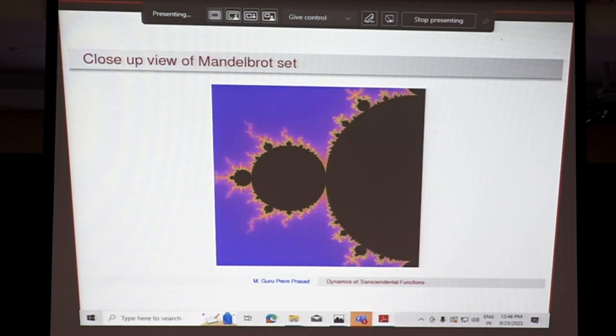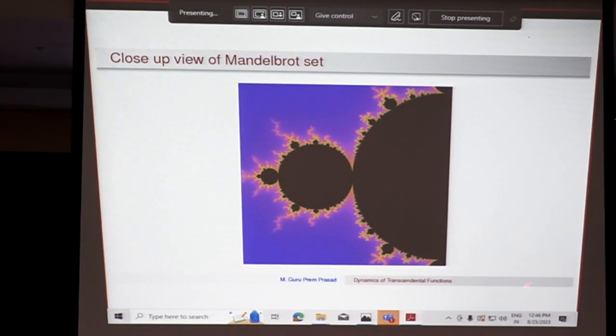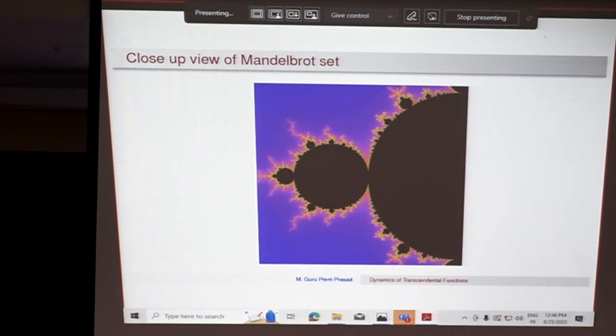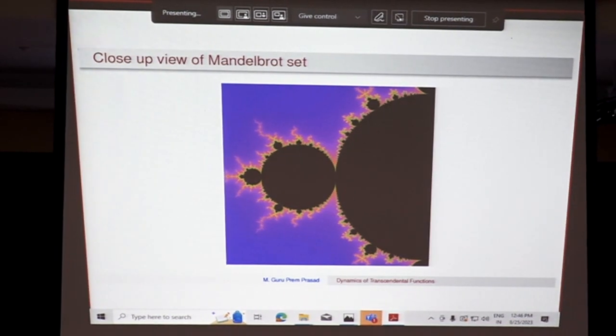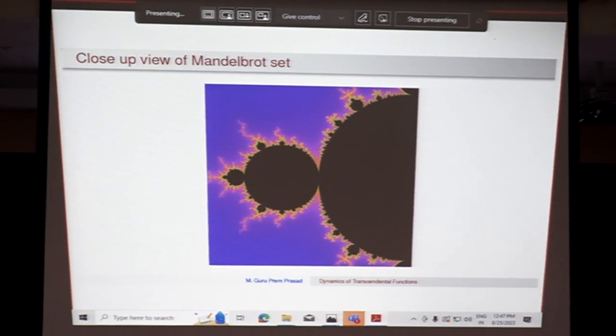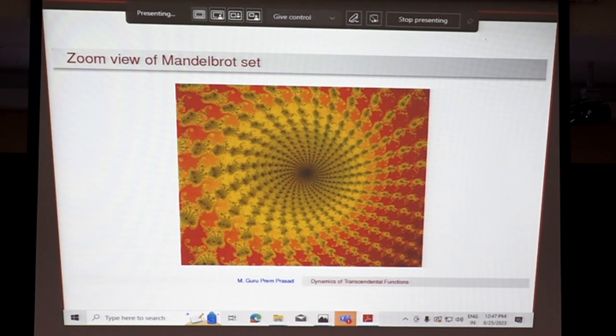Of course, these are the pictures you can see. This chaotic set becomes fractals. This is the Mandelbrot set. The Mandelbrot set is taken for z square plus c, that quadratic polynomial, for which the Julia set is connected. The set of all parameters c for which the Julia set of z square plus c is connected is basically the Mandelbrot set. The parameters for which the Julia set is not connected will be outside. So a self-similar structure is there for this Mandelbrot set.